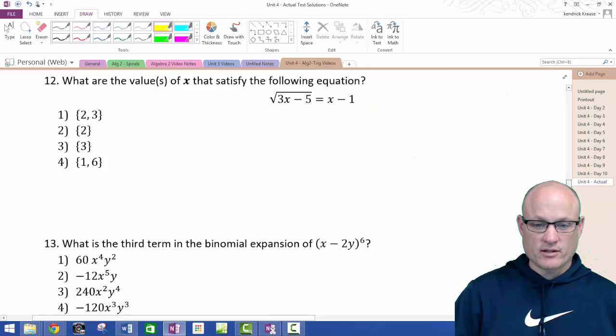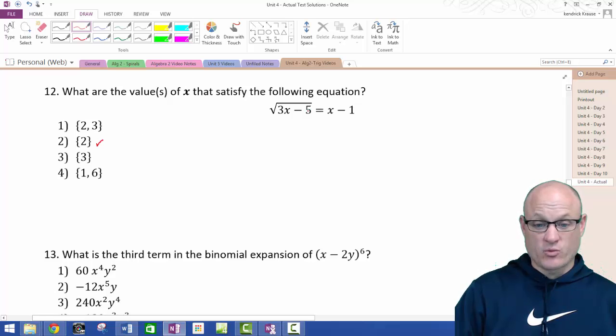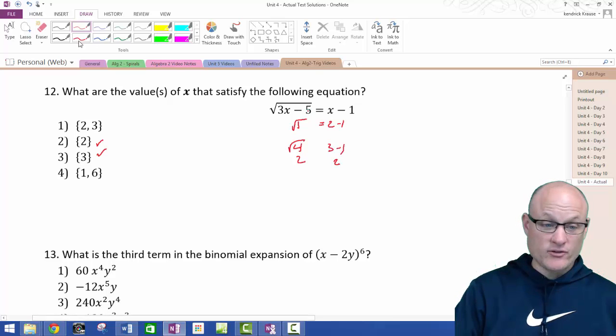All right, solving radical equations. Now, if I wanted to, I could just plug these answers in. I'll give you a hint. If I plug in 2, that's 6 minus 1, which is 1. Square root of 1, is that equal to 2 minus 1? That looks like it works. If I plug in a 3, let's see if a 3 works. 3 times 3 is 9. 9 minus 5 is 4. Square root of 4 is 2. 3 minus 1 is 2. It looks to me like 3 and 2 both work.